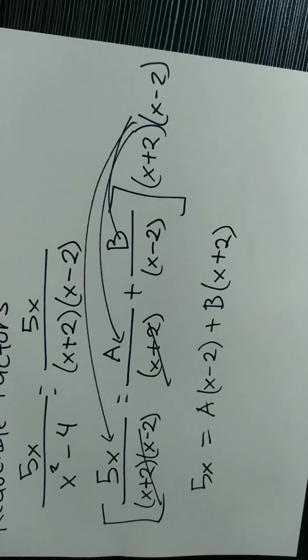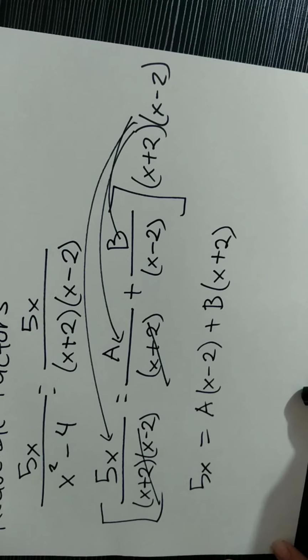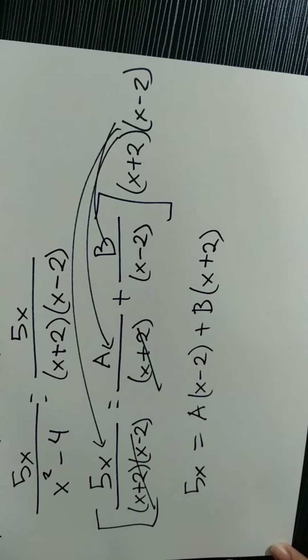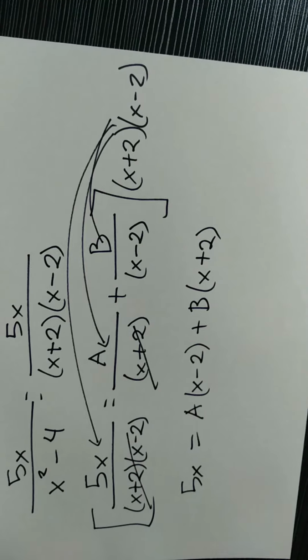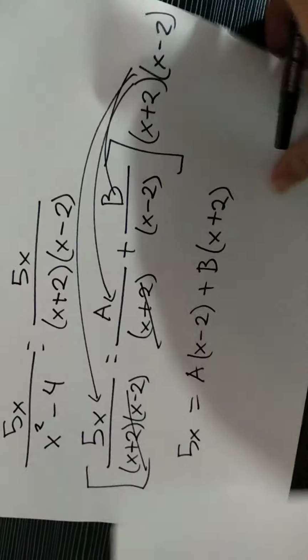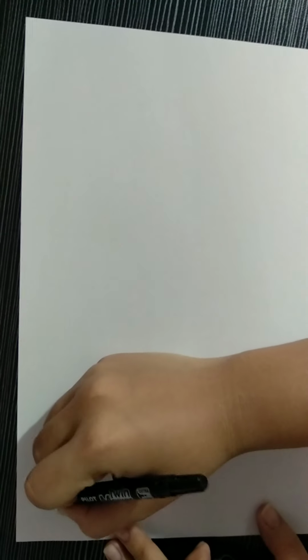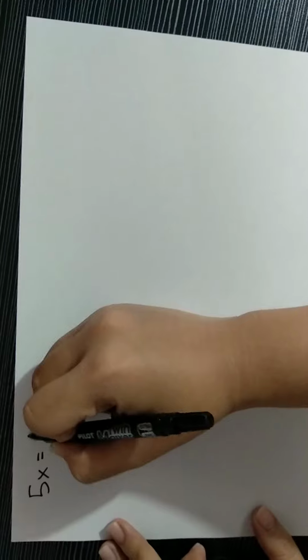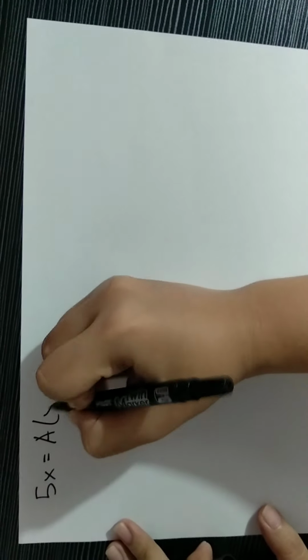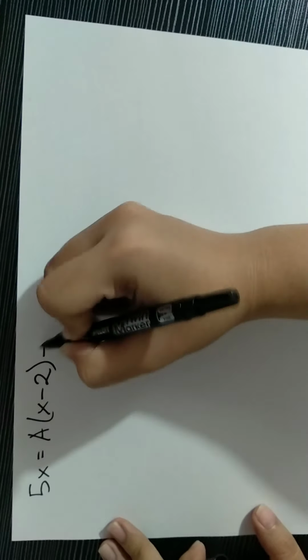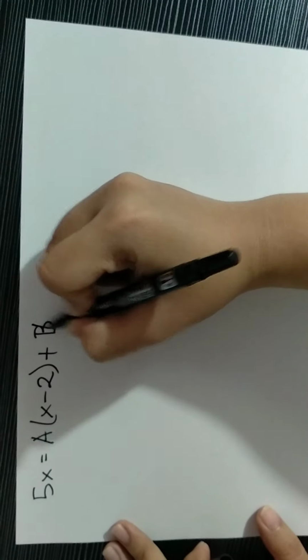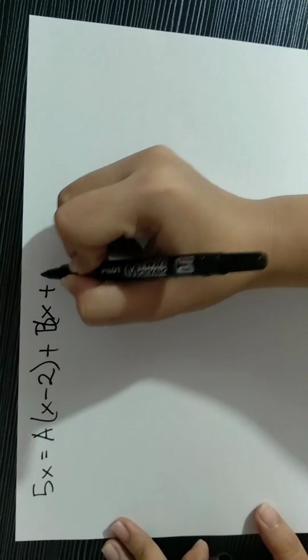Now, we will assign certain values of x to make a certain part of the expression equal to 0. We have the equation 5x equals a times x minus 2 plus b times x plus 2.